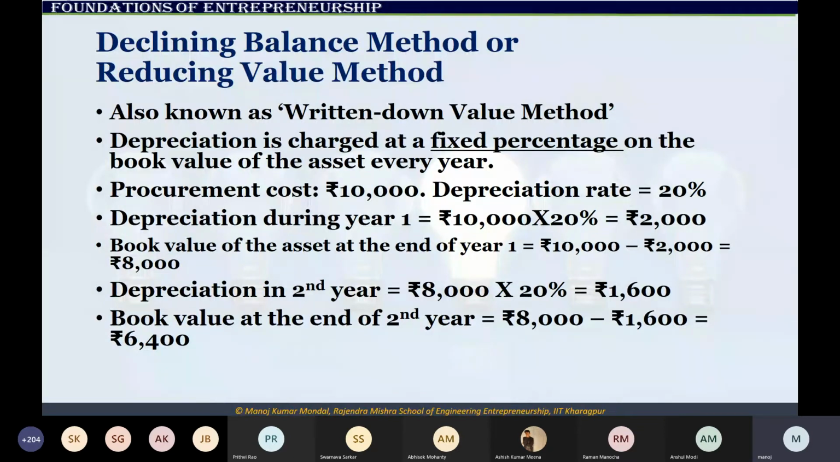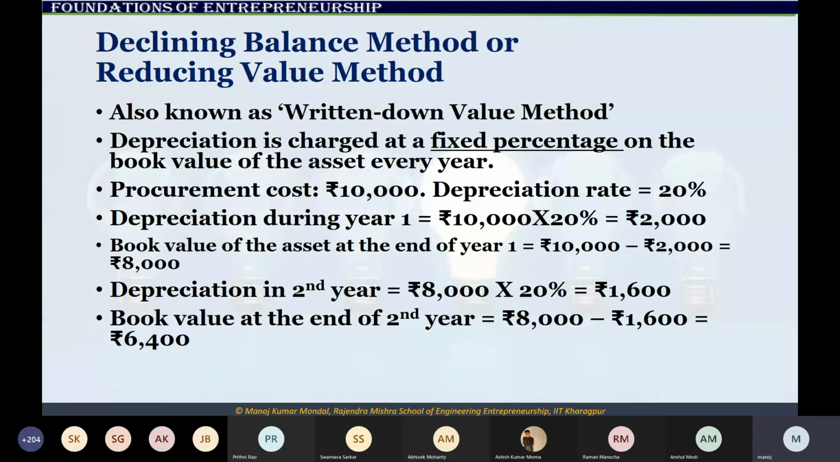What is the book value at the end of the year? 10,000 minus 2,000 is equal to 8,000. So 8,000 rupees is the book value. What is the book value after 2 years? 8,000 is the book value at the end of 1 year. Then in the second year, 8,000 multiplied by 20% means 1,600 rupees is the depreciation. So 8,000 minus 1,600 is equal to 6,400. Likewise, every year it's going to change.